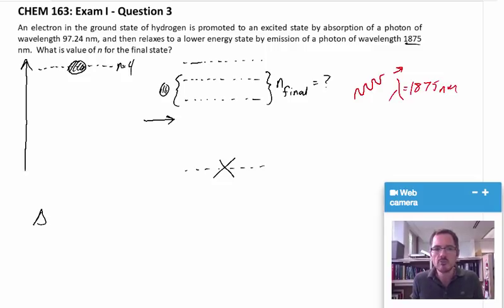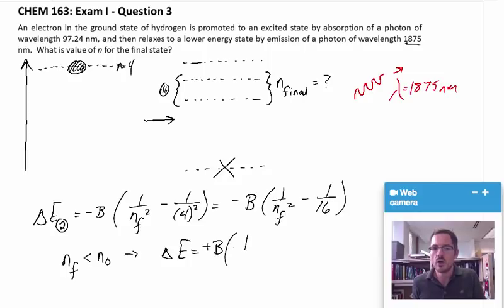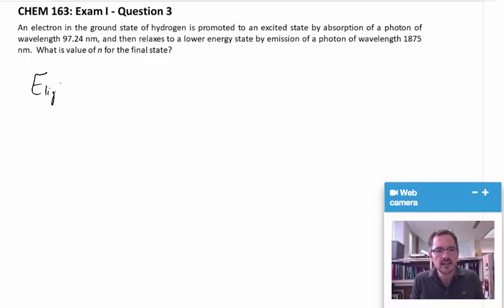So my change in energy for this second step is going to equal negative b times 1 over n final squared, which we don't know yet, minus 1 over n initial, which is our 4 quantity squared, or negative b times 1 over n final squared minus 1 over 16. But I know that n final is going to be less than n initial. So I'm going to rewrite my formula as positive b times 1 over n final squared minus 1 over 16. And we'll be finding that new change in energy because that new change in energy is just the energy of that second wavelength of light.